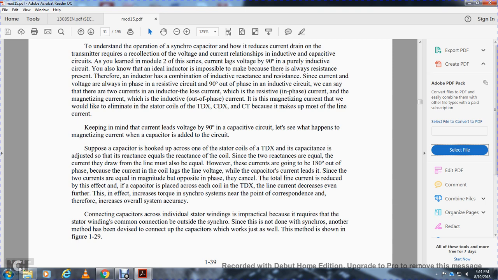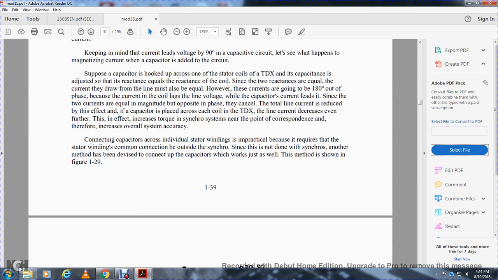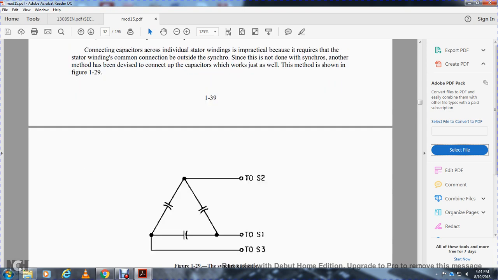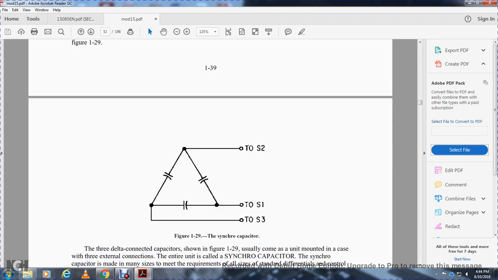Connecting a capacitor across each individual stator winding is impractical, so the capacitors are connected across the stator windings with a common connection outside the synchro. If this is done, the capacitors work just as well. This is shown in figure 129, which shows the three delta-connected synchro capacitors on the stator leads: from stator 2 to stator 1, and to stator 3.